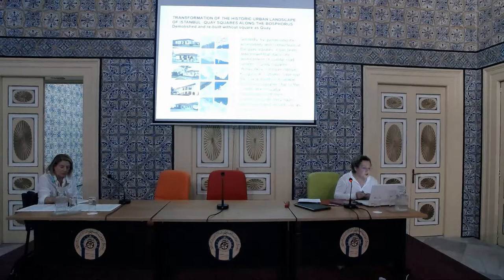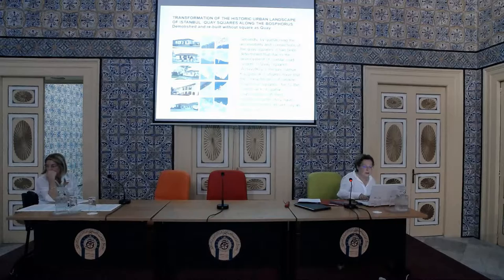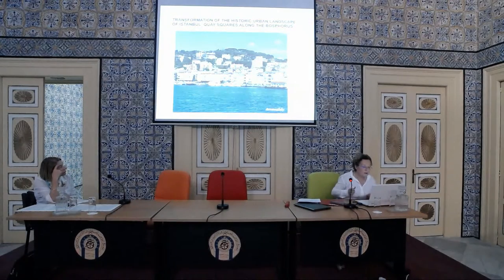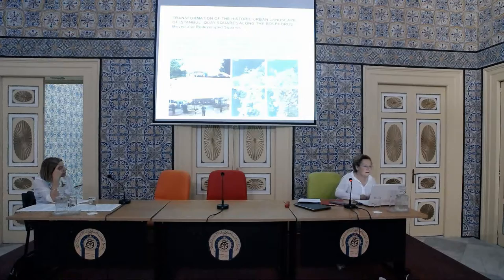Secondly, by questioning the accessibility and connections of the quay squares, it has been determined that due to the development of the coastal road system, five quay squares have lost the characteristics of livable Bosphorus squares due to the current lack of spatial relationship with their neighborhoods. Here you can see Arnavutköy, the new Emirgan.